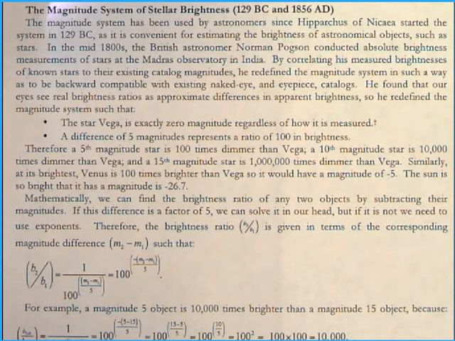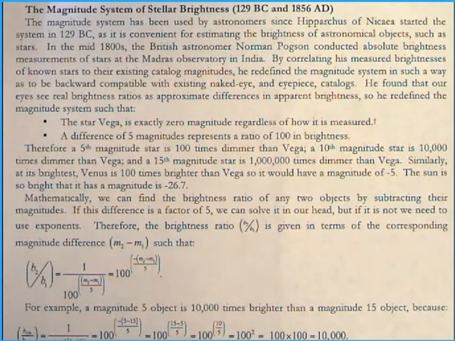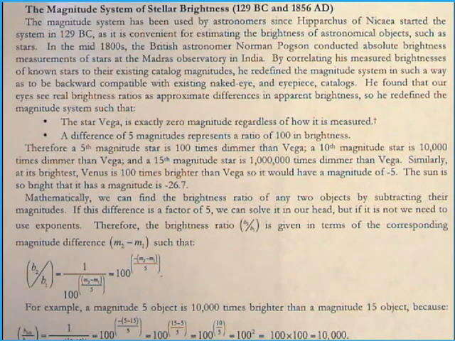In the mid-1800s, the British astronomer Norman Pogson conducted absolute brightness measurements of stars at the Madras Observatory in southern India. By correlating his measured brightnesses of known stars to their existing catalog magnitudes, he refined the magnitude system in such a way as to be backward compatible with existing naked eye and eyepiece catalogs. He found that our eyes see real brightness ratios as approximate differences in apparent brightnesses.